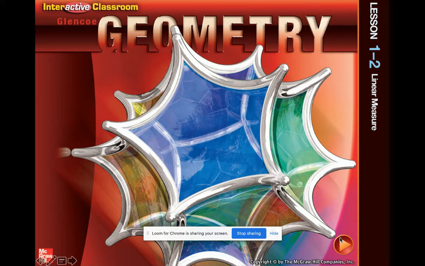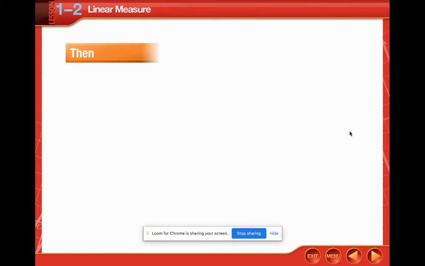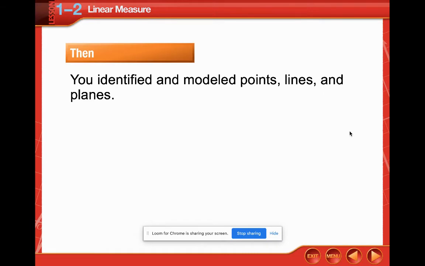Today we're going to actually learn about one of my favorite things. It's called the segment addition postulate. And again, we're going to be dealing with linear measure. So if you remember back from lesson 1-1, we learned that linear means line, and we know what measure means. So essentially, we're going to be measuring lines here. And I think this is one of the more fun parts of geometry, and hopefully you agree with me.